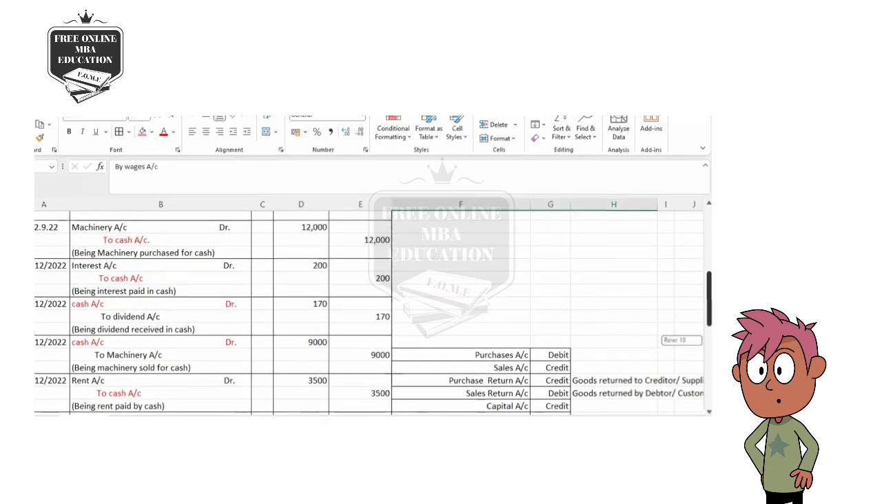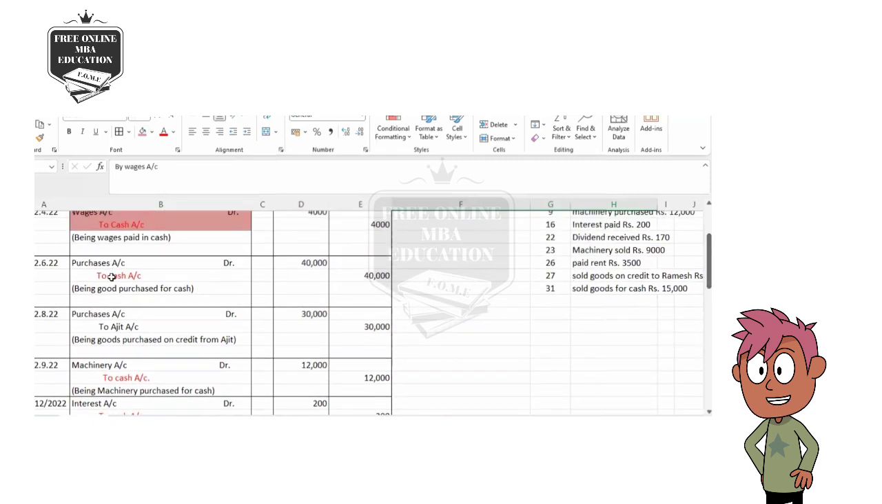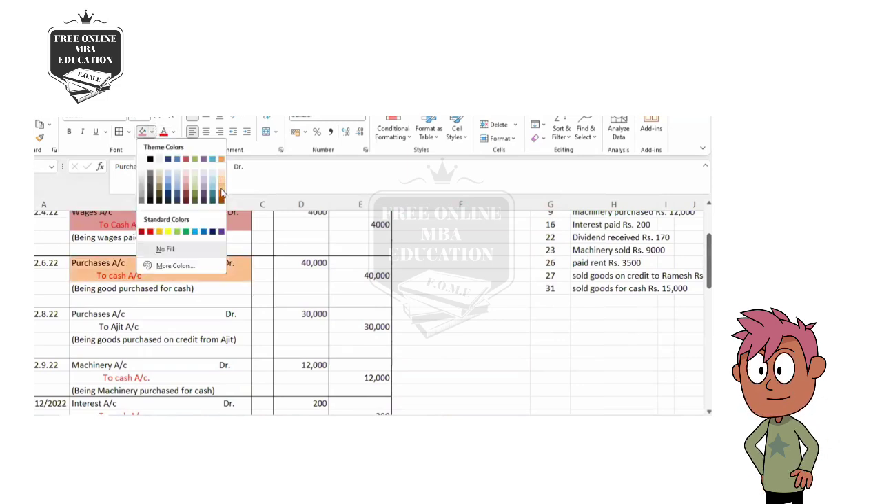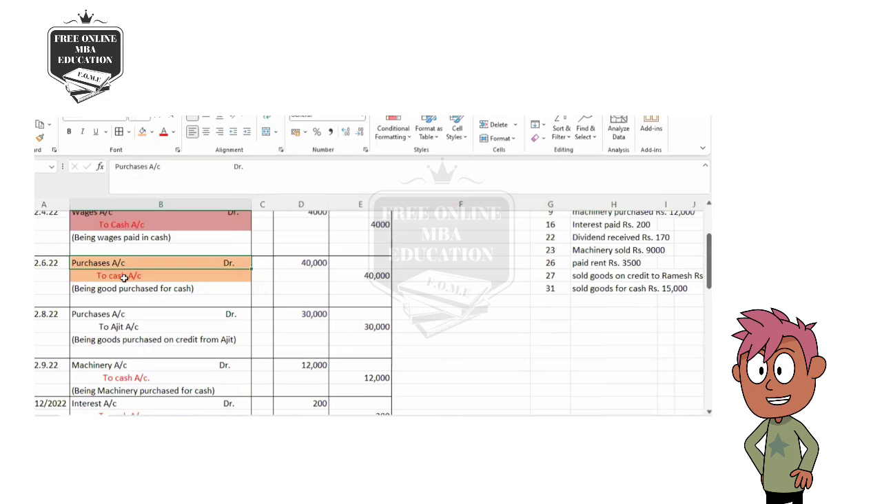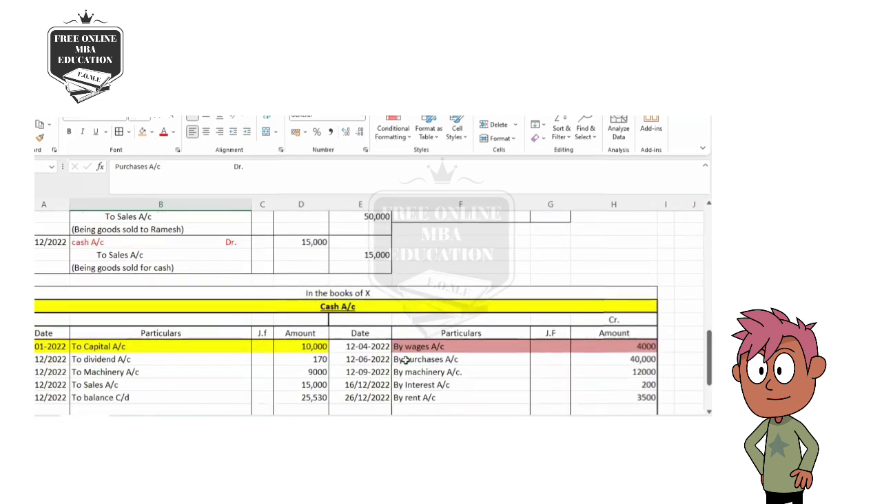The third transaction, purchases account debit to cash. That means here cash is out of the business for making purchases. So purchases account debit to cash, cash is out of the business. At the credit side of cash, we are supposed to write the purchase account. So it has to be there with 40,000 rupees amount. Look, these purchases are there at the credit side.